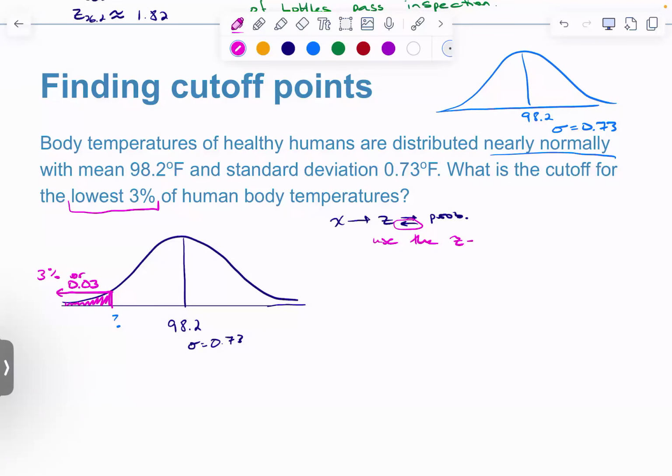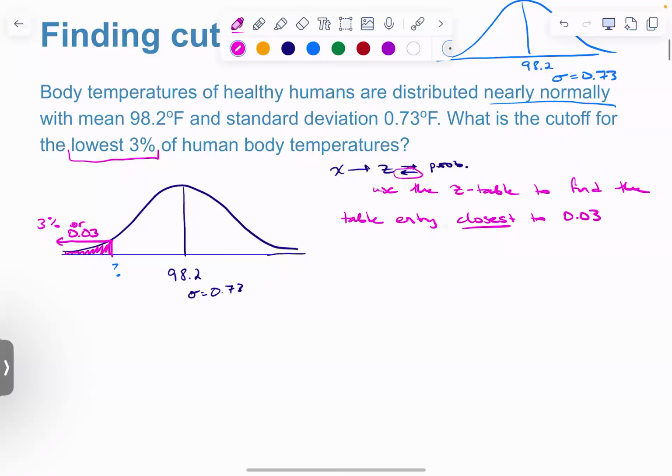Use the Z table to find the table entry, which is all the numbers in the body of the table, closest to 0.03. And I'll underline the closest. Then map it back to its corresponding Z.